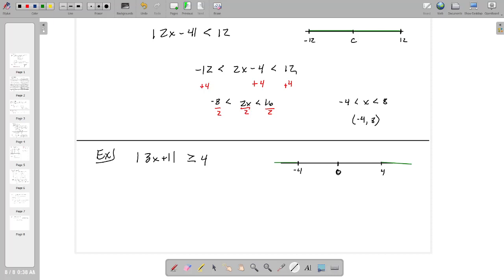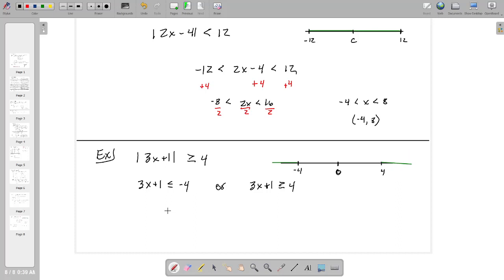This range indicates that it's farther away from 0 than 4 units. And this range also indicates that these values are farther away from 0 than 4 units. Remembering that it takes 4 units to get from 0 to negative 4. So when we look at this, we're saying that 3x plus 1 is less than or equal to negative 4 from this region, or 3x plus 1 is greater than or equal to 4. And that comes from this region out here.